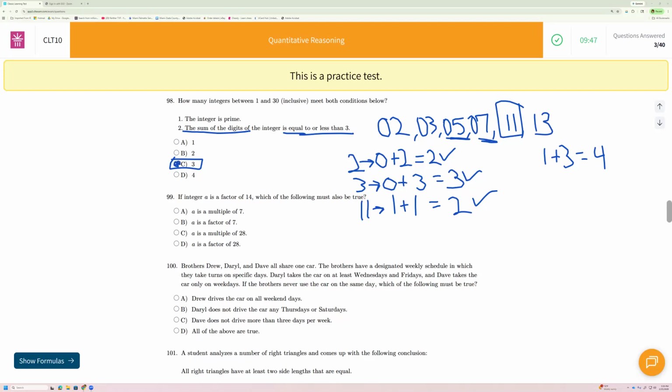All right. If an integer is a factor of 14, very good. Let's do the factoring of 14. 14 can be 1 times 14, or 14 can also be 2 times 7. That's it.